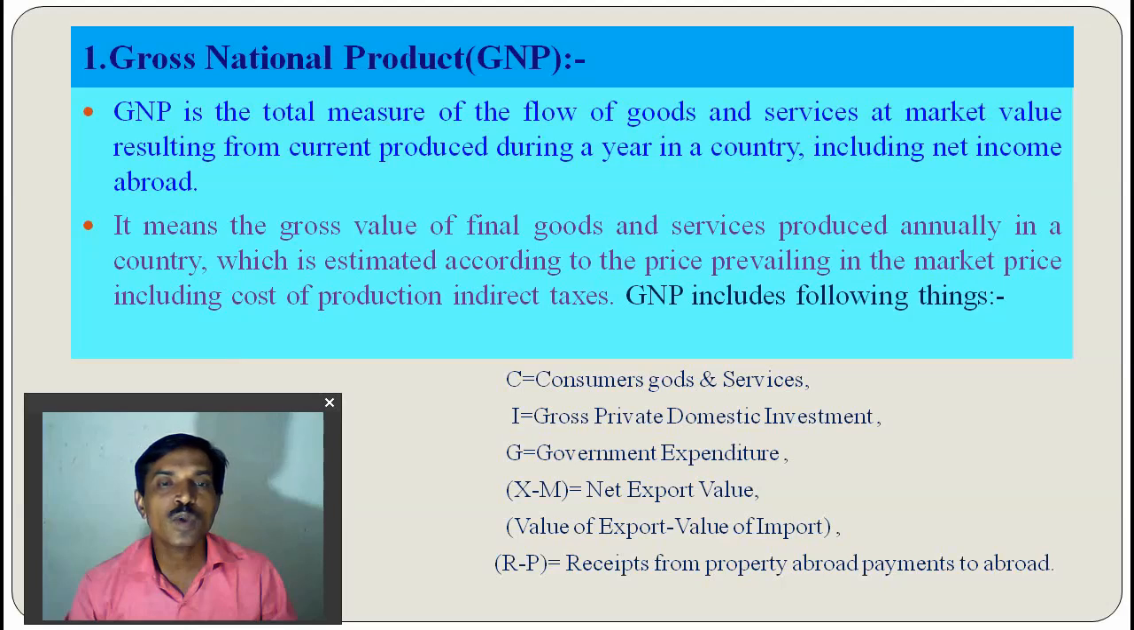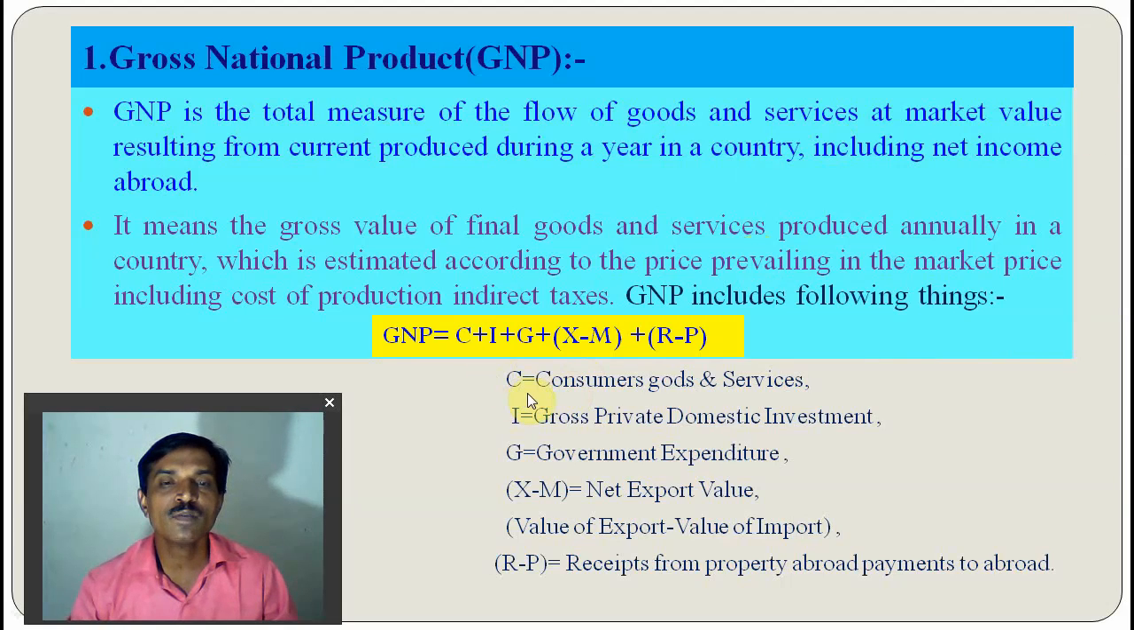It means the gross value of final goods and services produced annually in the country, which is estimated according to the price prevailing in the market, including the cost of production and indirect taxes. It's called the GNP. So all final goods and services produced in a year, counted at the market rate, we call gross national product. GNP includes the following things. The GNP is equal to C plus I plus G plus X minus M plus R minus P.